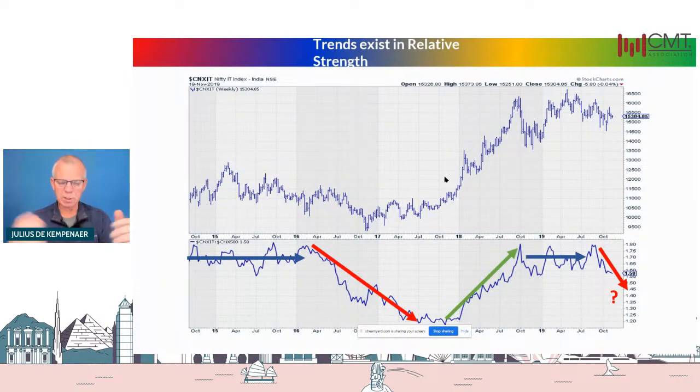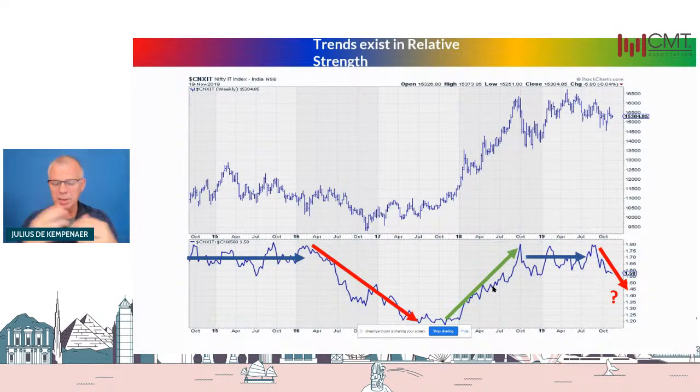So they can go sideways, right here. They can go down, and when that blue line, that relative strength line, goes down, it means that this sector, in this case the IT sector, is underperforming the Nifty 500 index. When the relative strength line goes up, it means that the IT index is outperforming the Nifty 500 index, and when it goes sideways, it's performing in line.